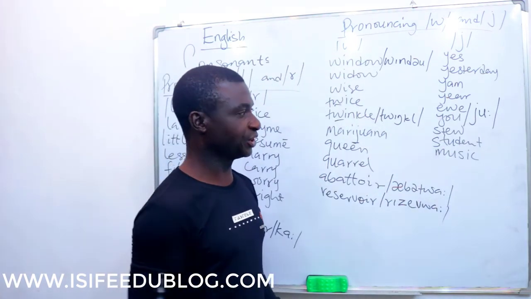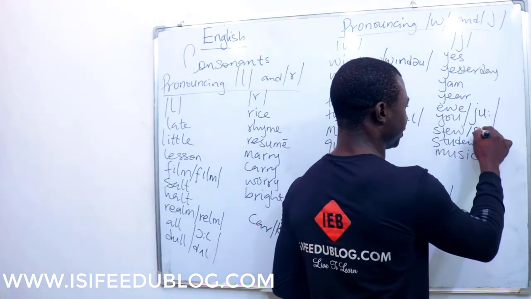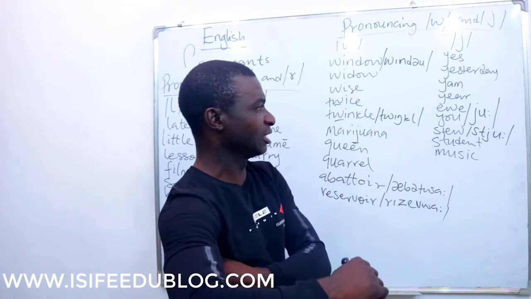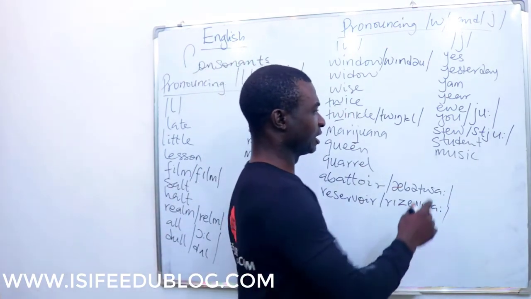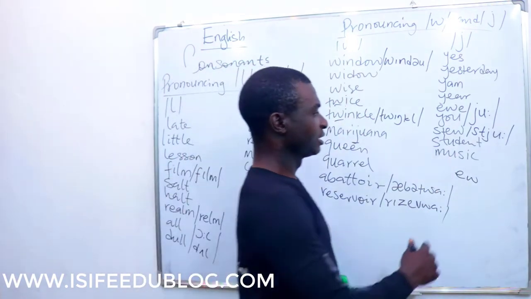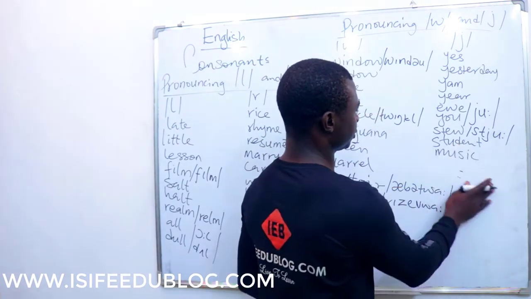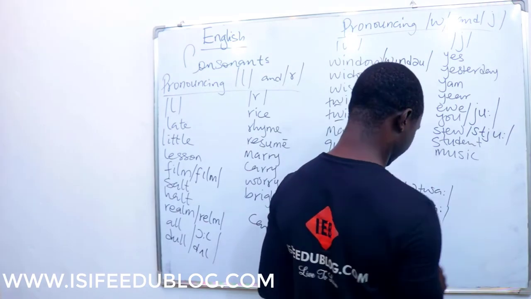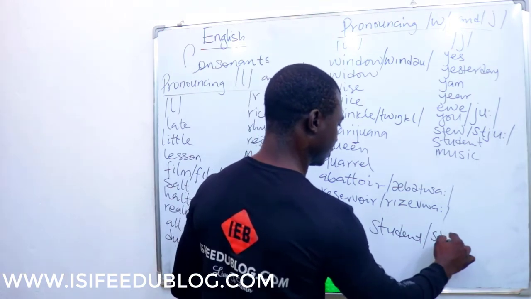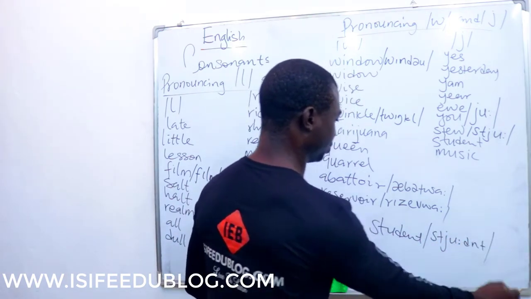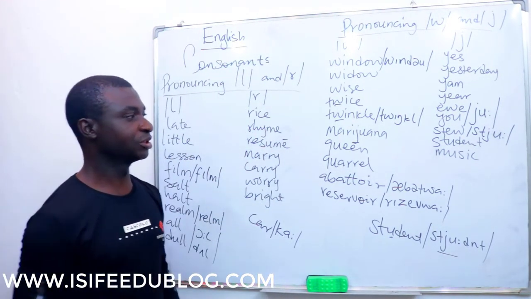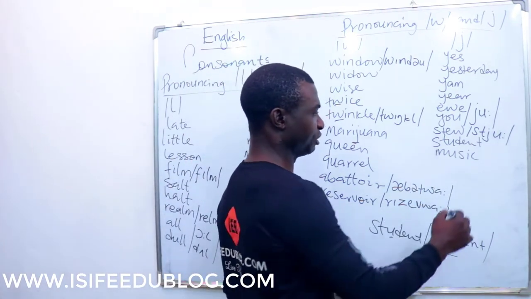Stew. Take note of the ye that you don't see yet they exist. In spelling, this ye does not occur, but in pronunciation it does. The EW in stew is you. Student. Let me write it here so I can transcribe. Student. So the you is realized as you. Student. And here is music. Music.